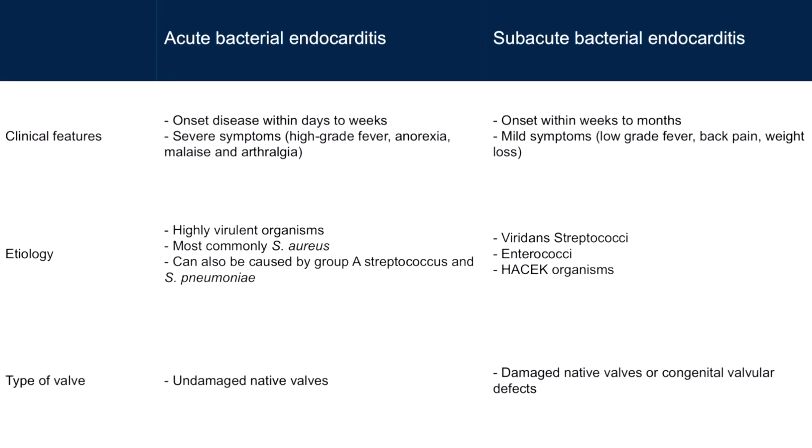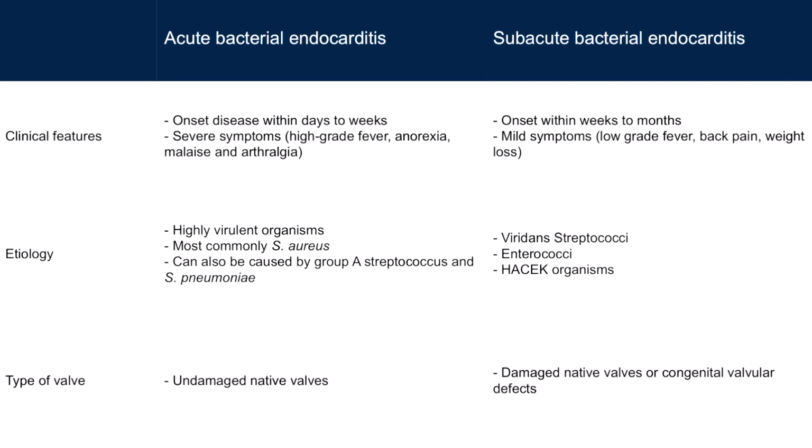This table shows a possible classification of endocarditis based on acuity, which includes acute and subacute endocarditis. The main difference between the two types of endocarditis has to do with the duration of presenting symptoms. Acute bacterial endocarditis has an acute onset of disease symptoms that develops within days to weeks. The symptoms of this type of endocarditis are usually more severe constitutional symptoms such as high-grade fever and severe anorexia.